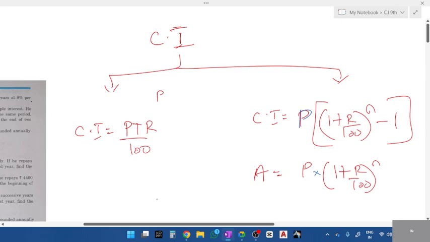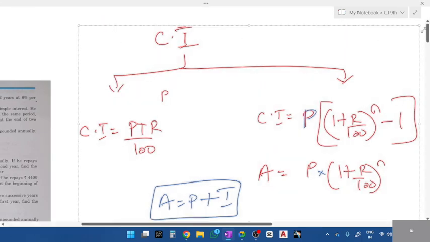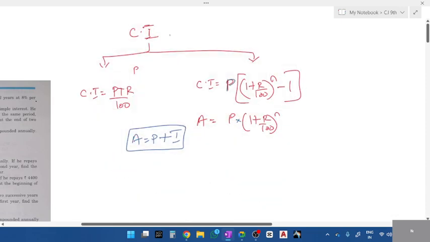And one more common formula is amount is equals to P plus I. This is a common formula. So always find amount, students. In compound interest, when you're using the formula, first go with the amount formula.